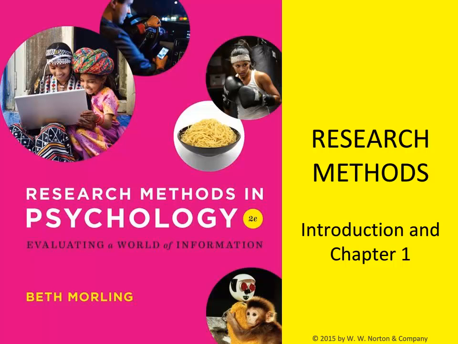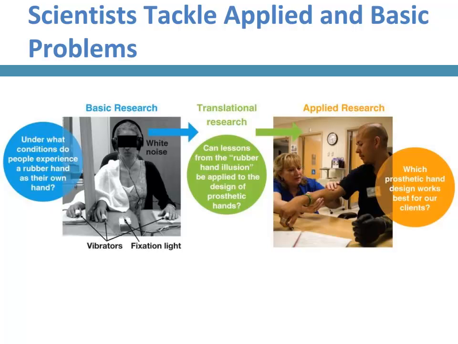In this part of Chapter 1, we're going to talk about the difference between applied and basic research, how scientists dig deeper, how scientists make it public, and then the difference between journal articles and journalism. Alright, so let's start off by talking about the difference between applied and basic research.